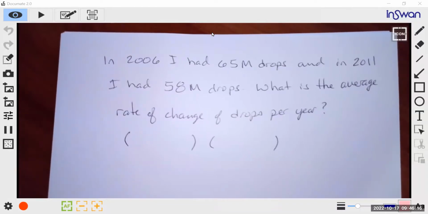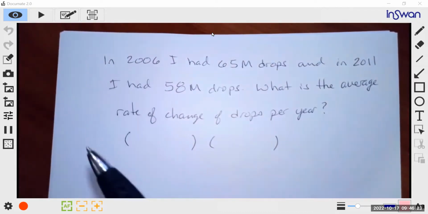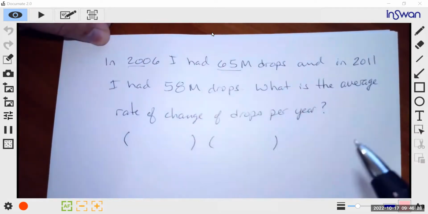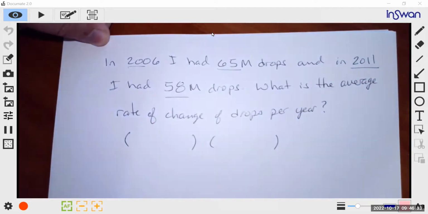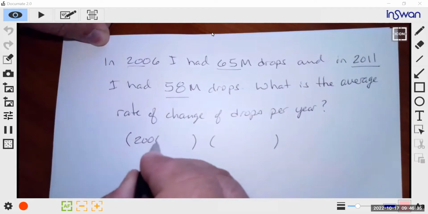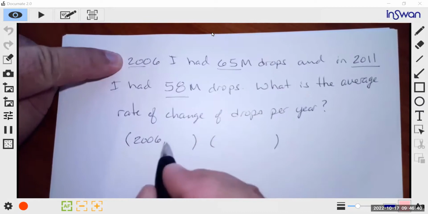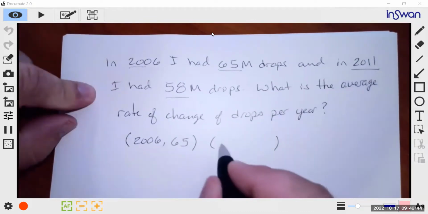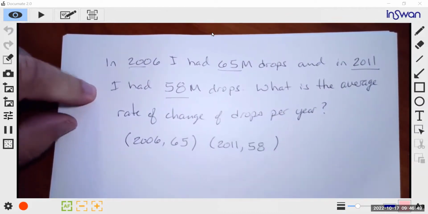These are called average rate of change. Whenever you deal with word problems, whenever you deal with time, a year is a time. So in this year, we had 65 million. In this year, we had 58 million. So those become our points. In 2006, because time is always the x value, and whatever else we have is the y value. So the time is the x, anything else is the y value.